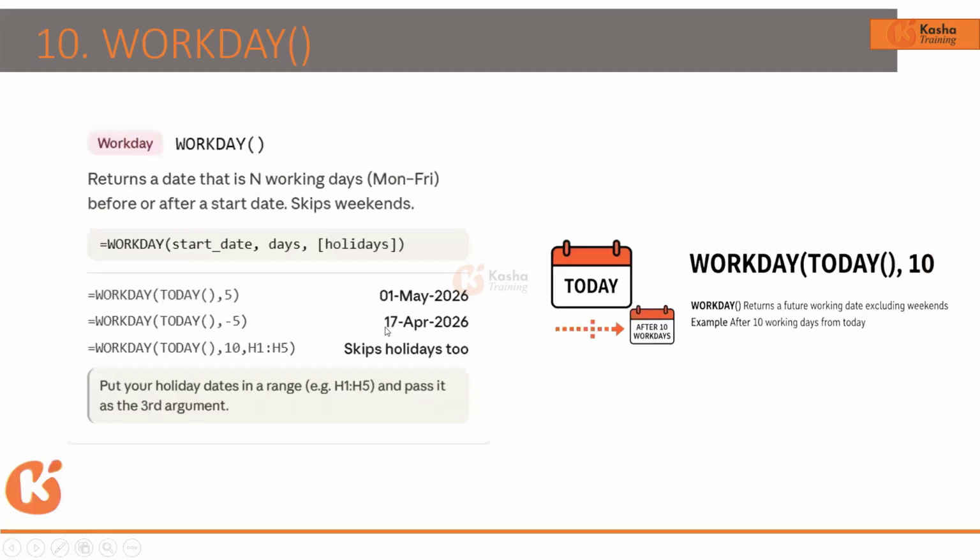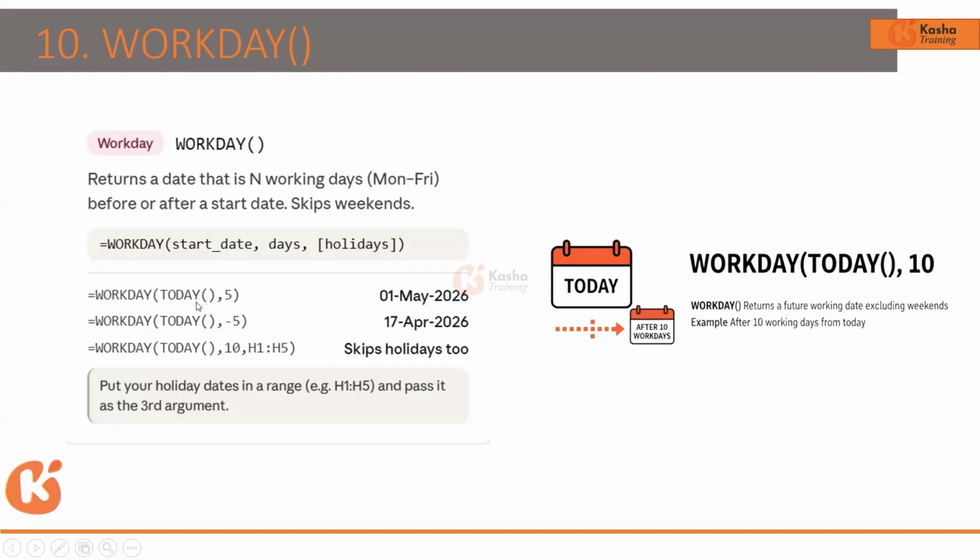And then you have WORKDAY. WORKDAY basically returns a future working day, excluding the weekend. For example, after 10 working days from today. Basically it returns a date that is n working days, which is Monday to Friday, before or after the start date, and skips the weekend. So basically it skips the weekend.